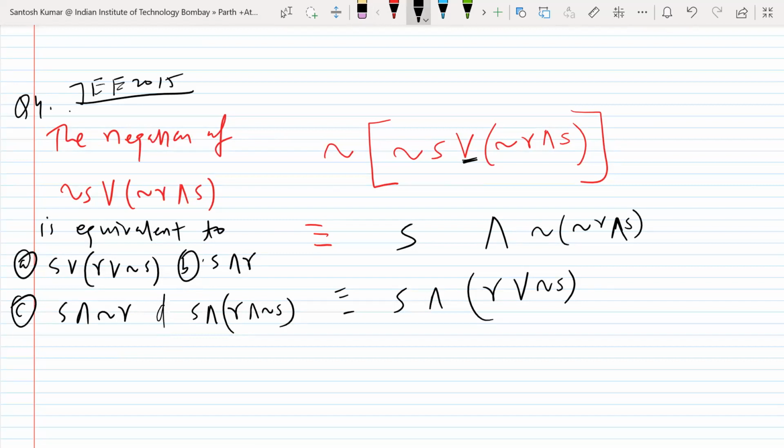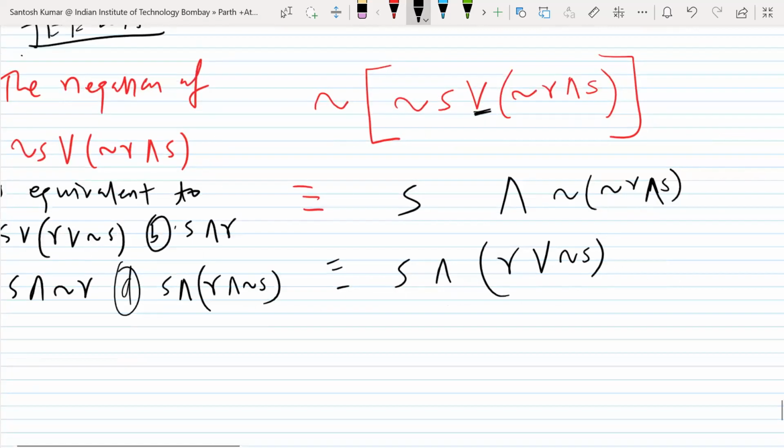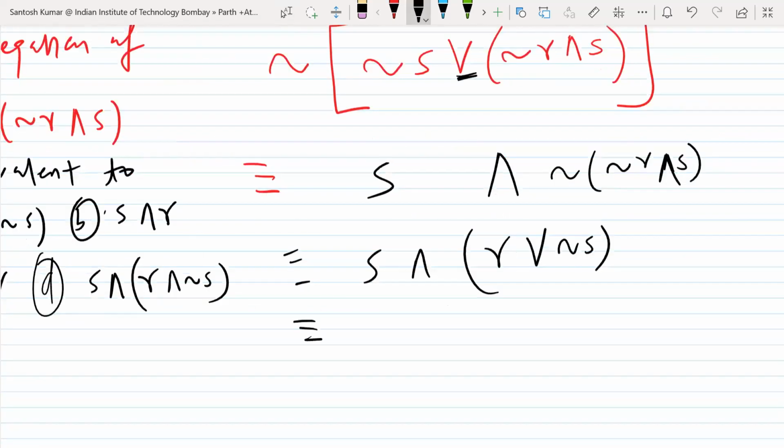Okay, so 1 minute. So what I proved is not in the options, is it? So let me check the question. So the question was negation of not S, B can be the answer. Okay, let me simplify more. Oh, sorry. Yeah. So till now it is known. So let me simplify more.